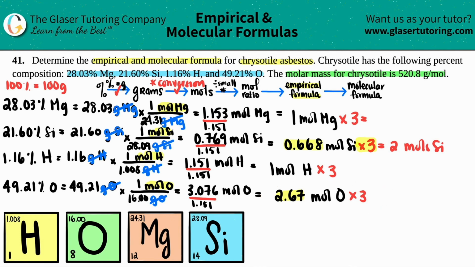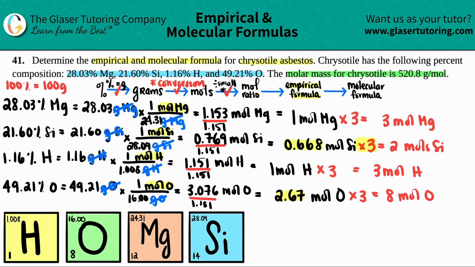Let's see, fingers crossed. 1 mole of magnesium times 3, I now have 3 moles of magnesium. 1 mole of hydrogen times 3, I now have 3 moles of hydrogen. And then let's see, does this fix this issue? 2.67 times 3. Yeah, it does. I get 8 moles of oxygen. It was 8.01, but that's really, really close to just being 8. Okay, now I finally did that ratio.